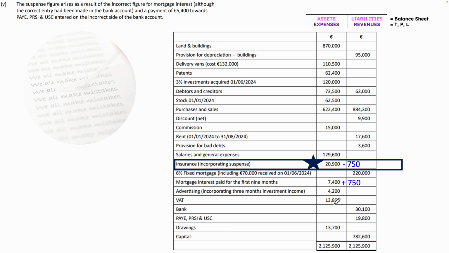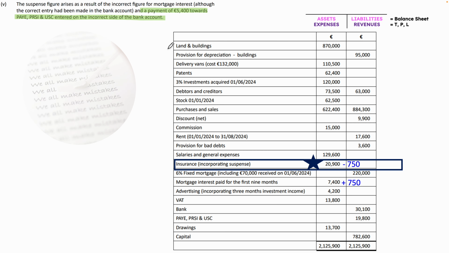Okay, the next error that we're going to fix then, it says a payment of 5,400 towards PAYE, PRSI and USC entered on the incorrect side of the bank account. So a payment of 5,400 towards PAYE, PRSI and USC entered on the incorrect side of the bank account.